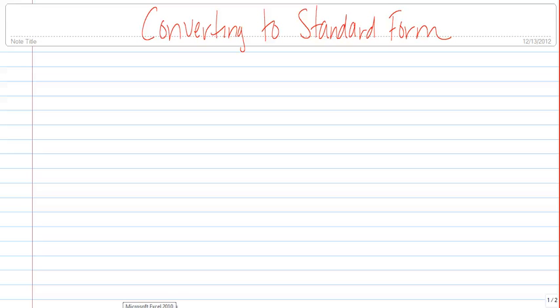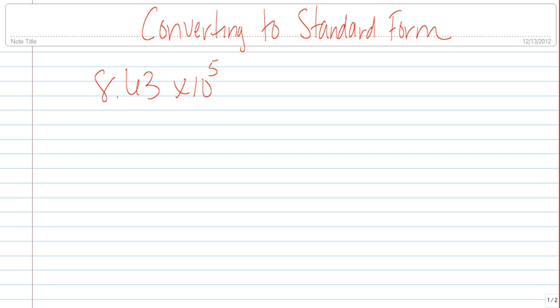Hi, it's Mrs. Mallet, and right now we're going to convert what we learned from scientific notation back into standard form. So let's take this example, and we have 8.63 times 10 to the 5. We want to take this number that's already in scientific notation and convert it to standard notation, or make it a bigger number.